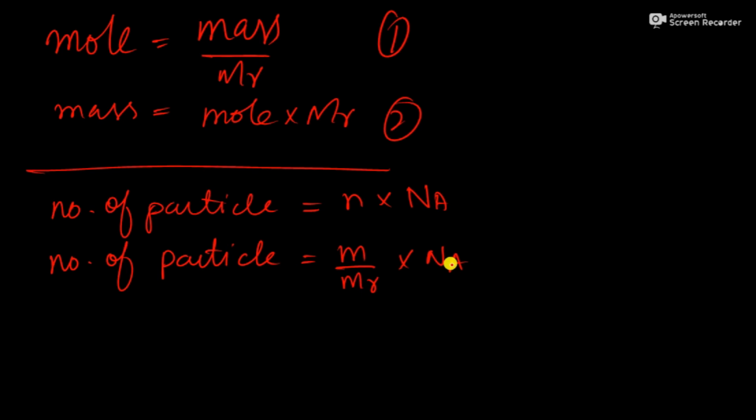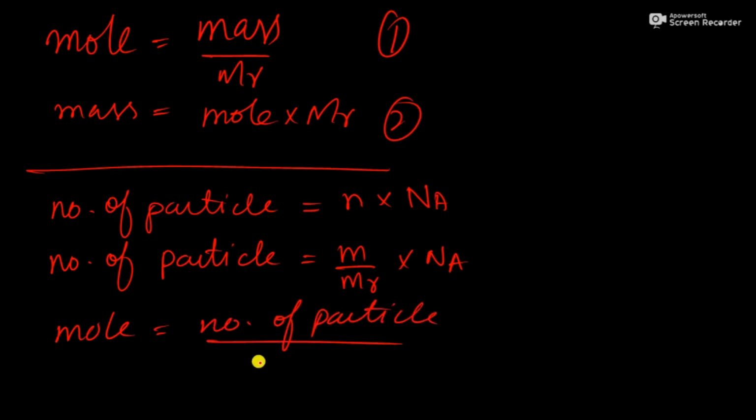And if the number of particles is given, you can find the moles by dividing it by the Avogadro number. I'm just showing you the formula. For example, you have to find moles. If the number of particles is given, you just divide it by the Avogadro number, right? So you will be able to find the number of moles. And once you get the number of moles, you can use this formula to find the mass.